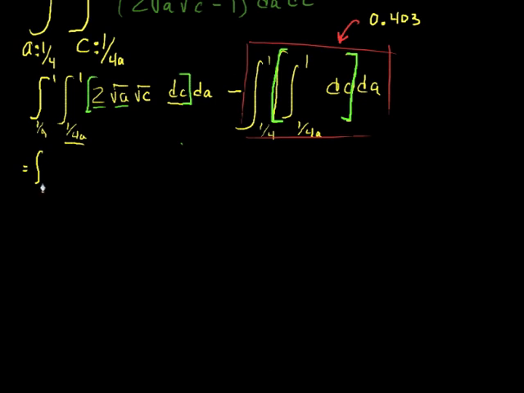This integral from 1/4. Whoops! I said we're going to take the 2 out, didn't I? This is 2 times the integral from 1/4 to 1. We're taking that square root of a over here. The integral from 1/4a to 1 of c to the 1/2, I'm going to write it that way just to make it a little bit easier to use the power rule. Probably do that with the a also, but when we get there.